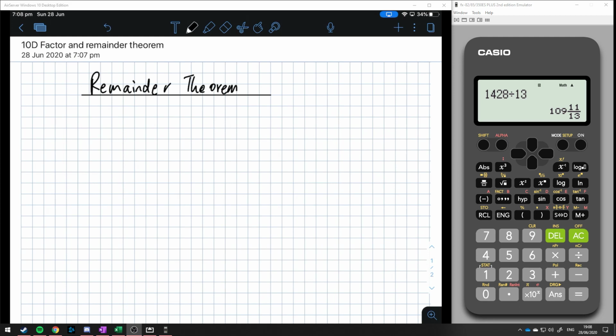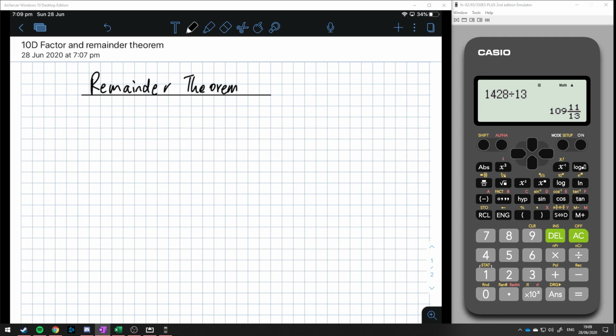Alright, so what we're going to talk about in this video is the remainder theorem. Now, the remainder theorem comes from the idea of dividing polynomials, okay? And it's actually quite a simple theorem. Despite its simplicity, it's really handy. So, let's explain what the remainder theorem is.